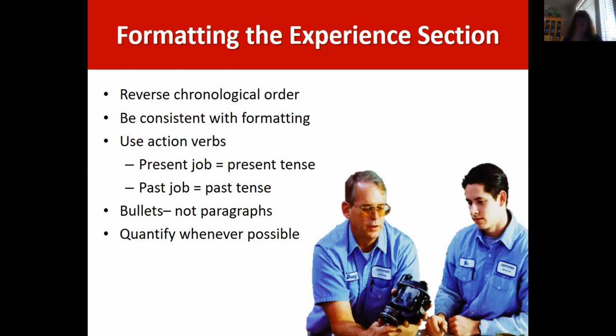So if you spell out the month and the year in your education, if you spell May of 2024 out, spell your dates out in your experience section. If you abbreviate them 05/2024, then abbreviate them in your experience. So that's all I mean by being kind of consistent with formatting, okay?